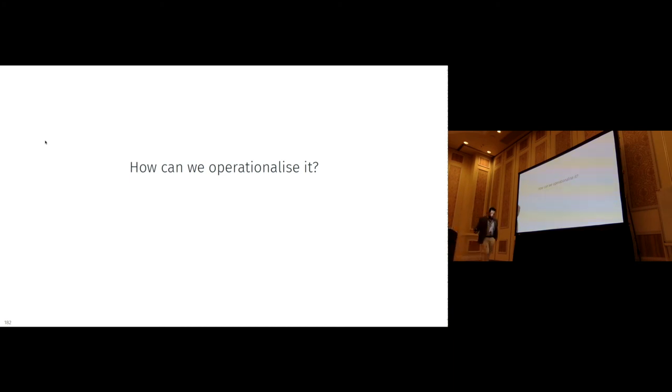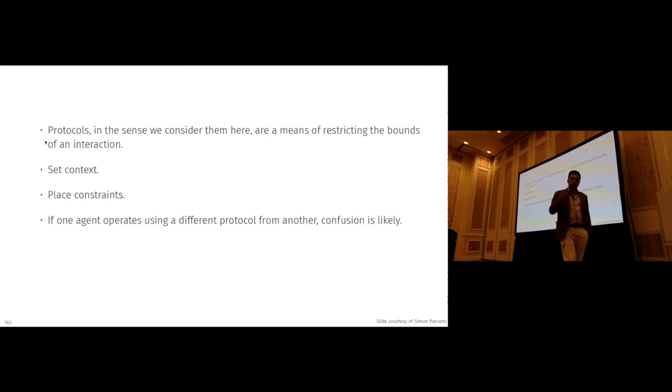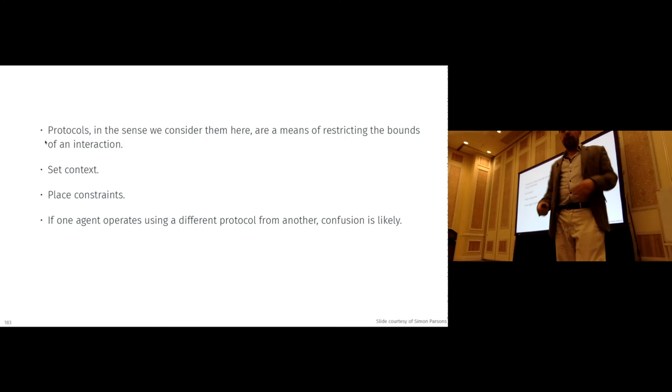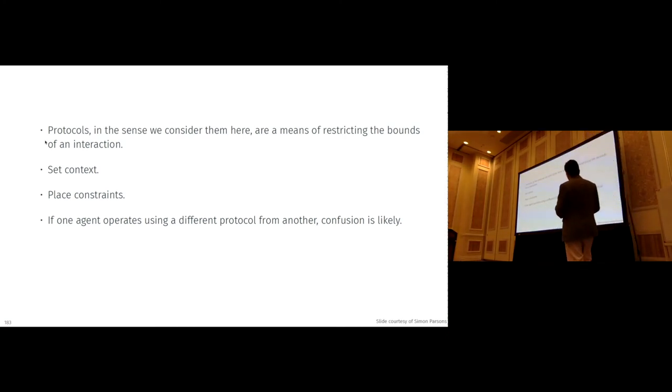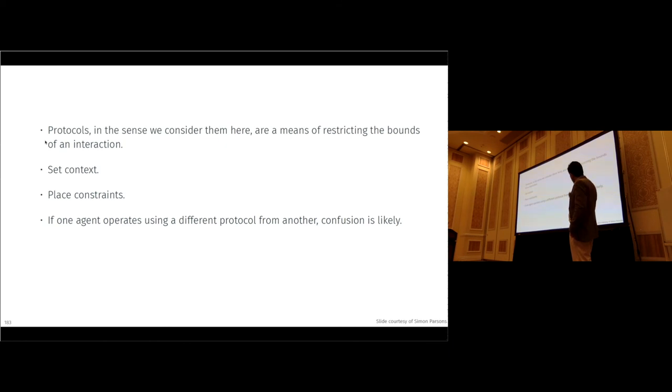So very nice from a philosophical perspective, how can that be transformed into computer science? The way formal argumentation does it is in the form of protocols. That is a way to restrict the type of interaction you can have between different agents for supporting a specific type of dialogue. This type of protocol sets the context, places constraints, and it is assuming that both parties or all the parties agree in advance on what is the protocol that is going to be used. Otherwise, the result is just going to be confusion.